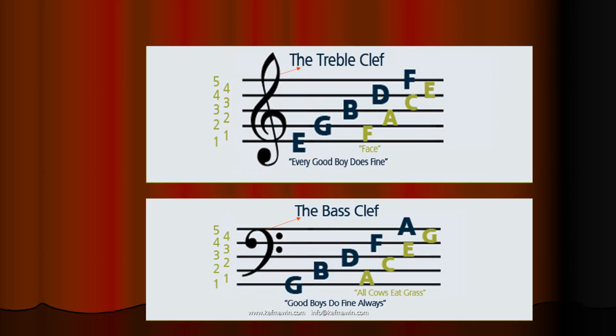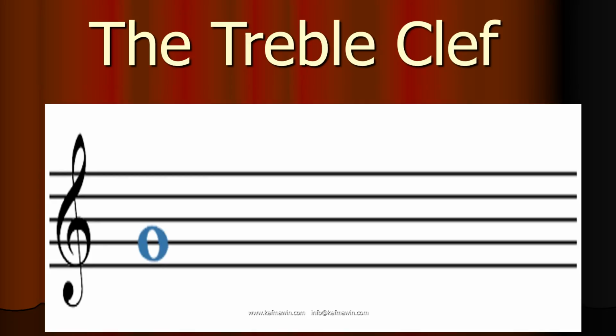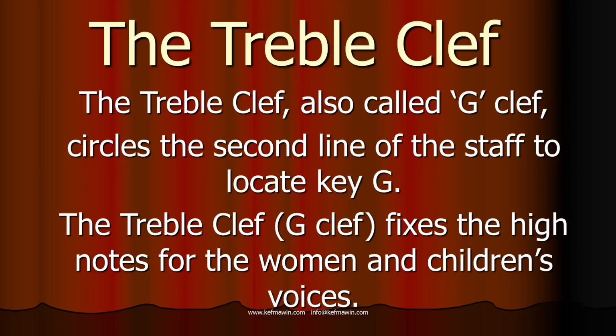Now let's explain the treble clef. The treble clef is also known as the G clef. It circles the second line of the staff to locate key G. The treble clef or G clef fixes the high notes for the women and children's voices.